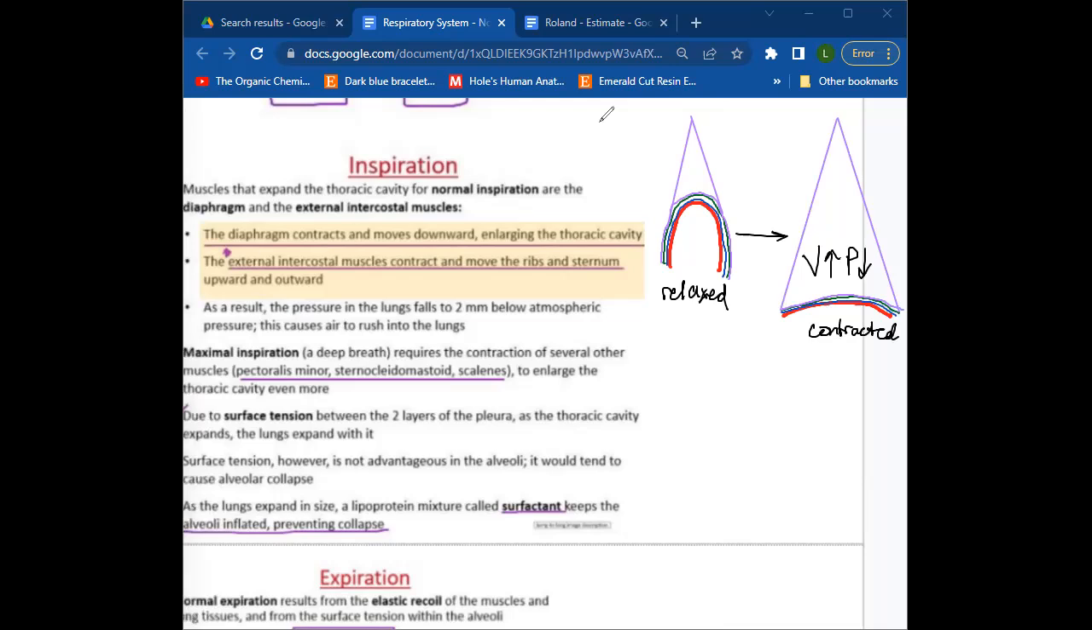Okay, and so air always wants to flow to areas where there's lower pressure. And because the pressure is now lower inside the lung, that's why air would flow in.